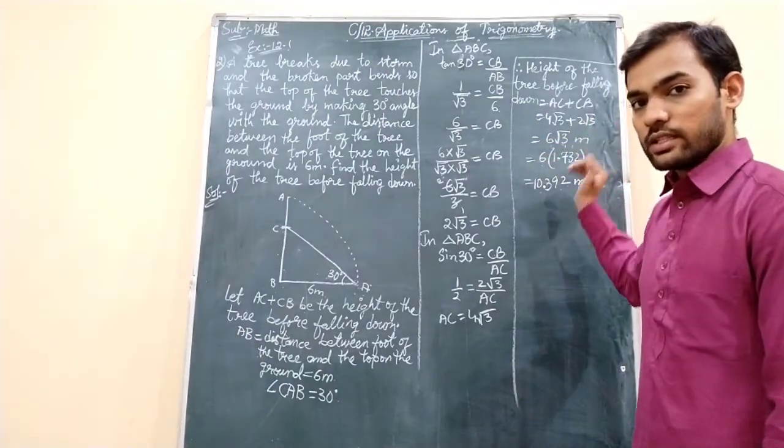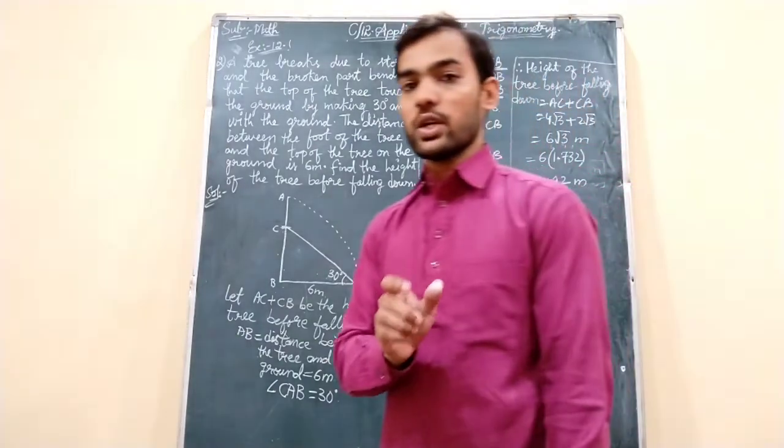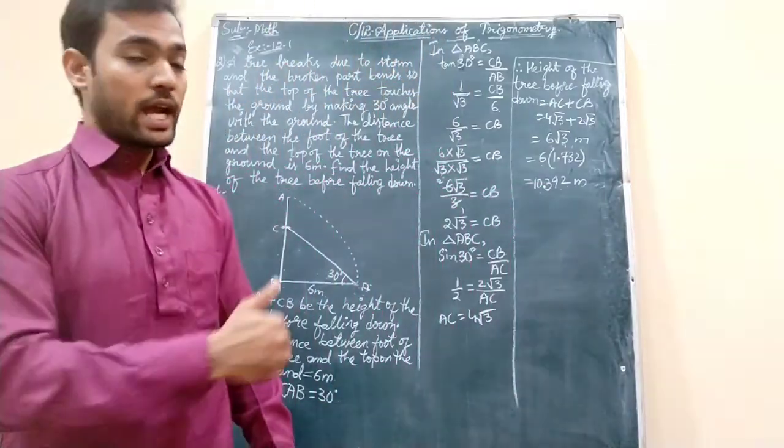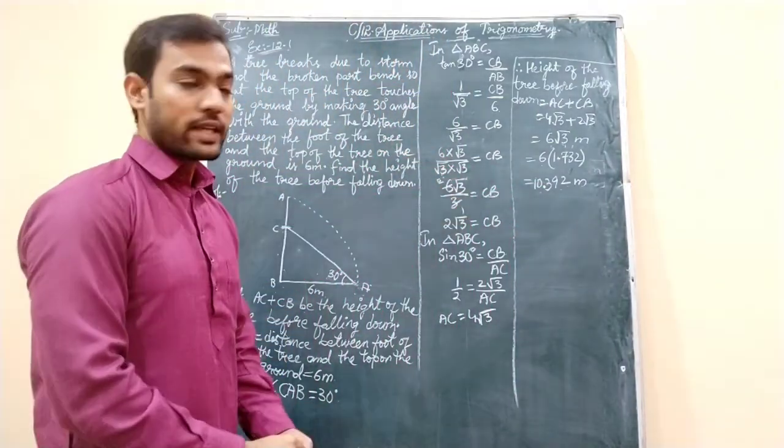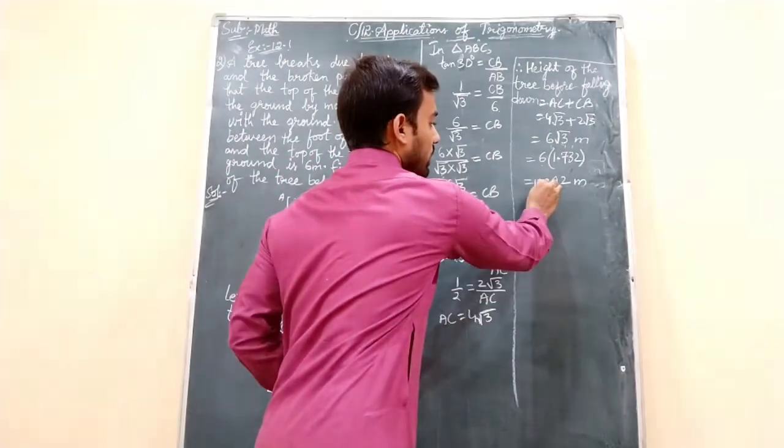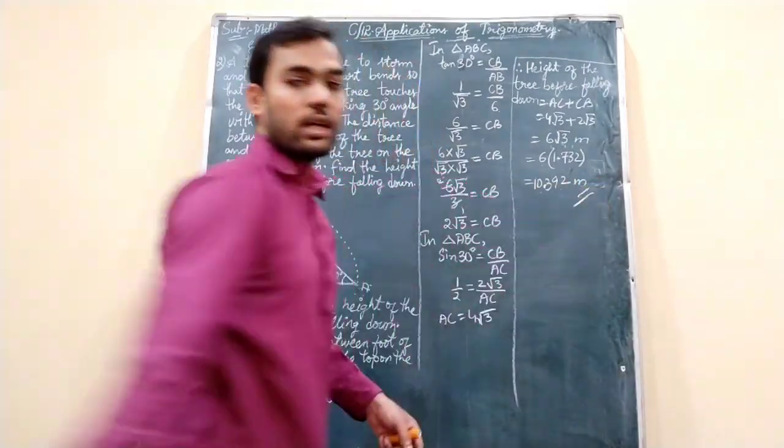Okay, so if the question is asked in 2 marks, you can stop here itself, 6 root 3 meters. If it is in 4 marks, always you should substitute the value of root 3, that is 1.732, and then multiply to get the final answer. So the height of the tree before falling down was 10.392 meters.